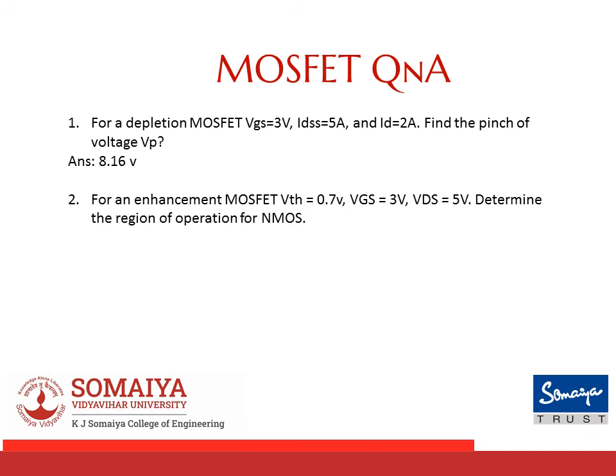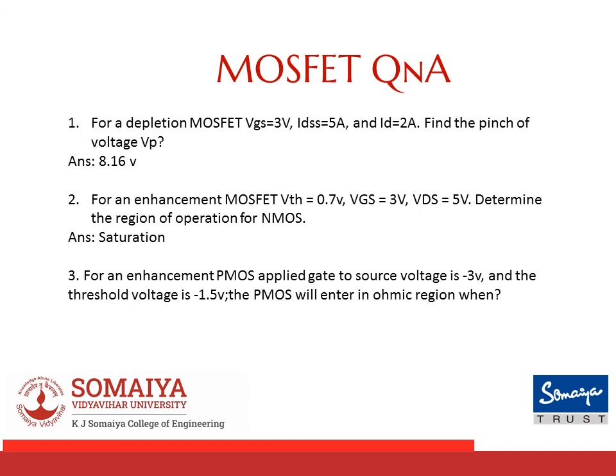Let's look into the next question. The next question is for an enhancement MOSFET, VTH is equal to 0.7 volts, VGS is equal to 3 volts, VDS is equal to 5 volts. You have to determine the region of operation for NMOS. It's simple to find out that it is saturation because I know once VDS is greater than VGS minus VTH, it enters into saturation.